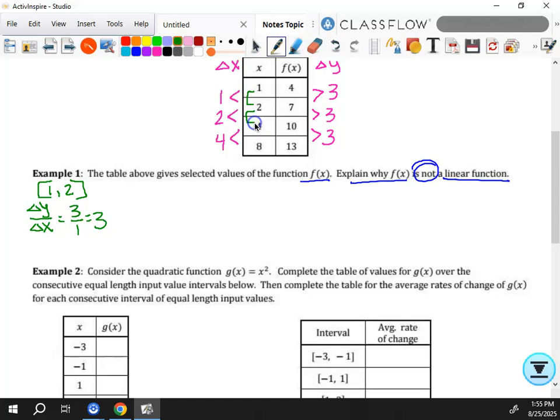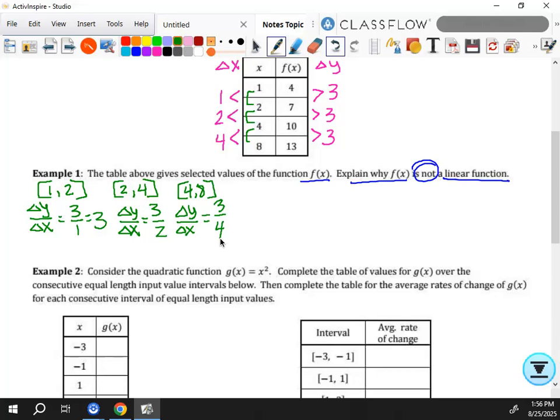And then I'm going to do from 2 to 4. The delta y over delta x is going to be 3 over 2. Then I'm going to go from 4 to 8. And my change in y over the change in x is 3 over 4. So I used 3 different intervals and got 3 different numbers for my slope.